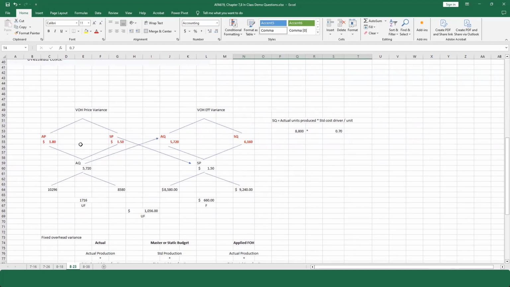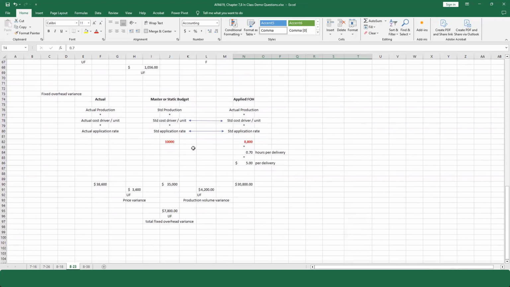Now, unfortunately, the variable overhead was more expensive, and the variable overhead could have been more expensive for a number of reasons, most likely because of things like gasoline, which we don't have control over, right? So we know that we spent more money per hour of delivery time, and we saved on our actual delivery time, which is awesome.